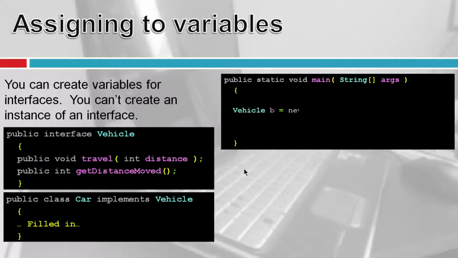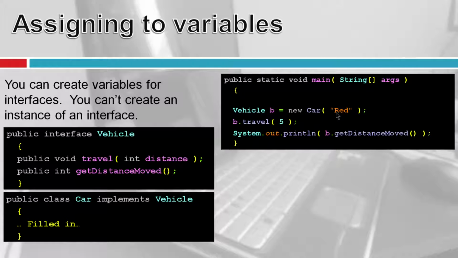So I can do this. I can create a vehicleB and give it a new Car. So even though I'm creating a new car, I can say vehicleB is a new Car. Now if I had other vehicles like an airplane or a boat, I could also say vehicleB equals new Boat or vehicleB equals new Airplane, because a car is a vehicle. Now the opposite's not always true. A vehicle can be anything. It could also be a boat or an airplane. But in this case, I'm going to assign it to Car.